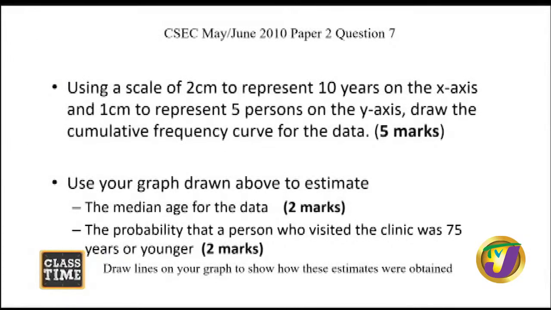All right, so here you're asked now to use a scale of 2 centimeters to represent 10 years on the x-axis. That's your horizontal axis. And 1 centimeter to represent 5 persons on the y-axis. And we're going to draw a cumulative frequency curve for the data. That's 5 marks. But hold on there, man, hold on.